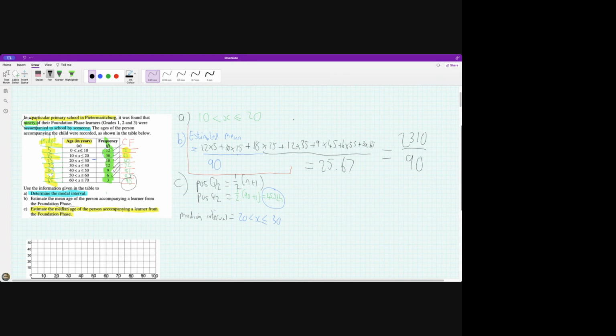So just to show you the 3 measures of central tendency, this was the modal interval. This was the estimated mean, and this was the median interval. But the median interval had to do a little calculation first.